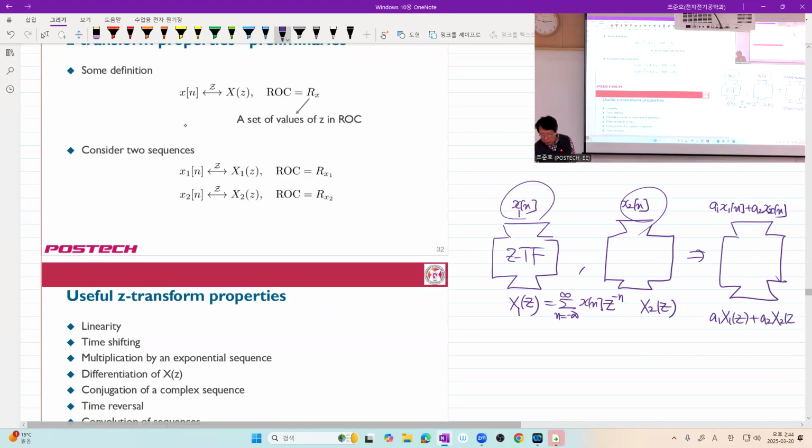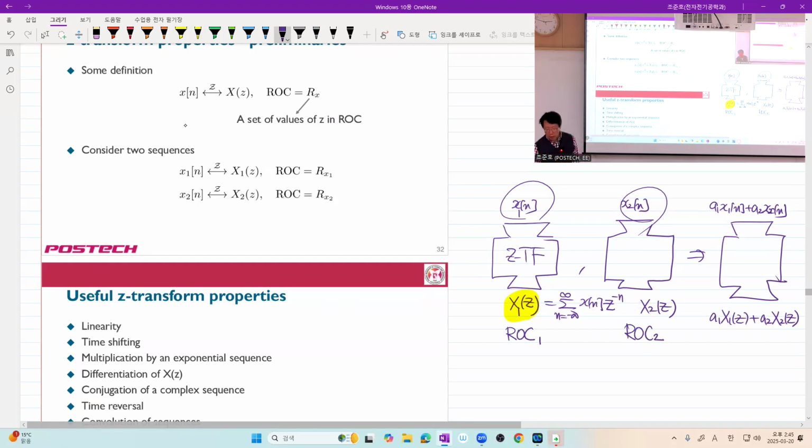a linear transformation of what? The outputs. But here, you must feel something uncomfortable because the Z transform is not just about this mapping rule, but with region of convergence. So here goes region of convergence 1. And here goes region of convergence 2.